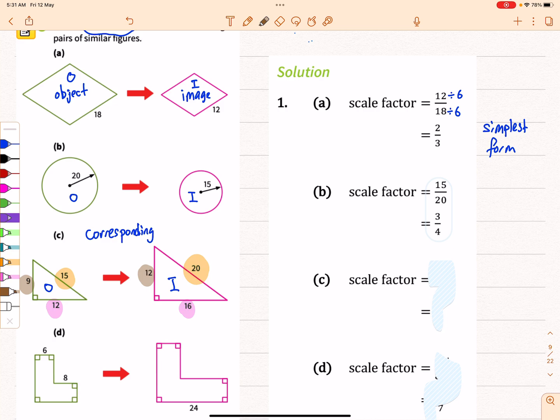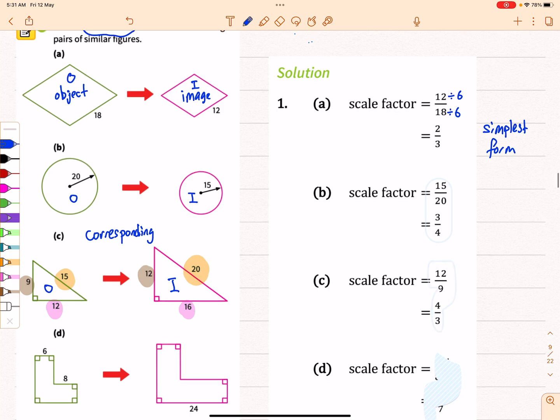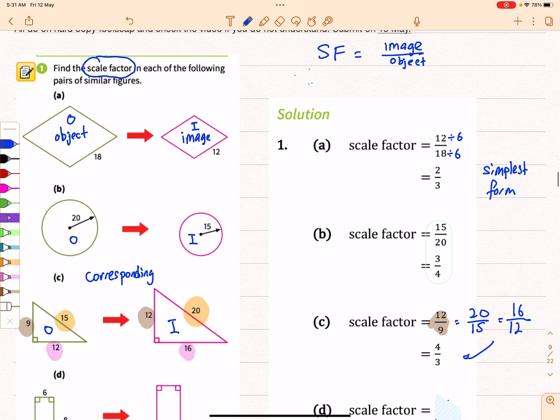So you can take any pair. You can take 12 over 9, which is the brown color pair. Or you could take 20 divided by 15, or you could take 16 divided by 12. Now all the three pairs should give you the same answer.